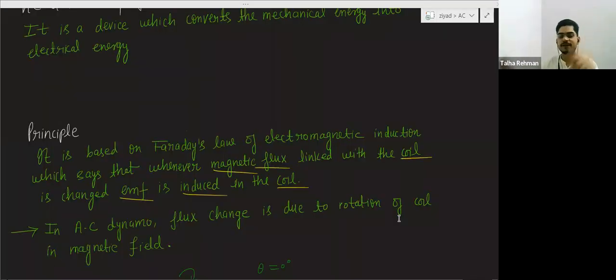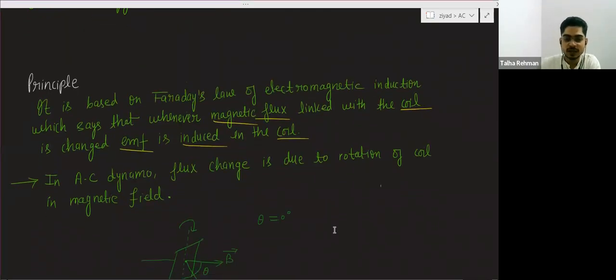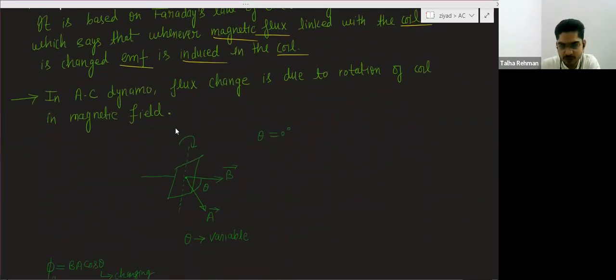What will happen when this coil rotates like this? When the coil rotates, the direction of the area vector will change. Initially the direction of the area vector is this. Now this coil is rotating like this, which means the direction of the area vector is changing. I have drawn this diagram to explain how the direction of the area vector is changing when the coil is rotating.